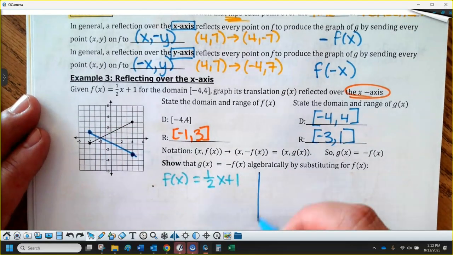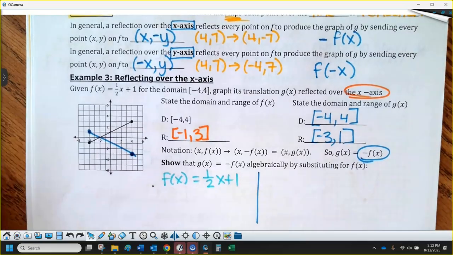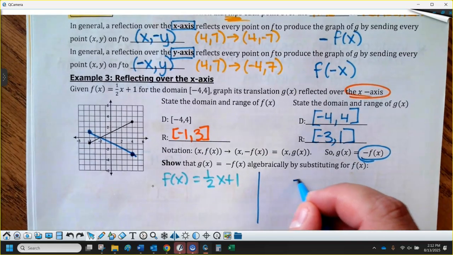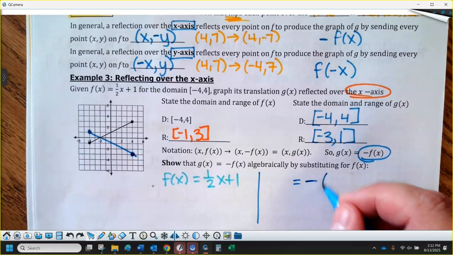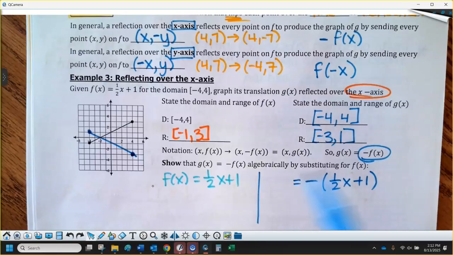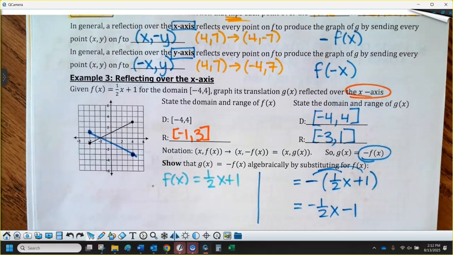If you want to show this is reflected over the x-axis, what you do is you take that entire thing and you multiply it by negative 1. So all I'm going to do is put a little negative sign, and my entire function, it was 1/2 x plus 1. Two steps, I'm just going to distribute that negative sign and rewrite this. So it becomes negative 1/2 x minus 1.